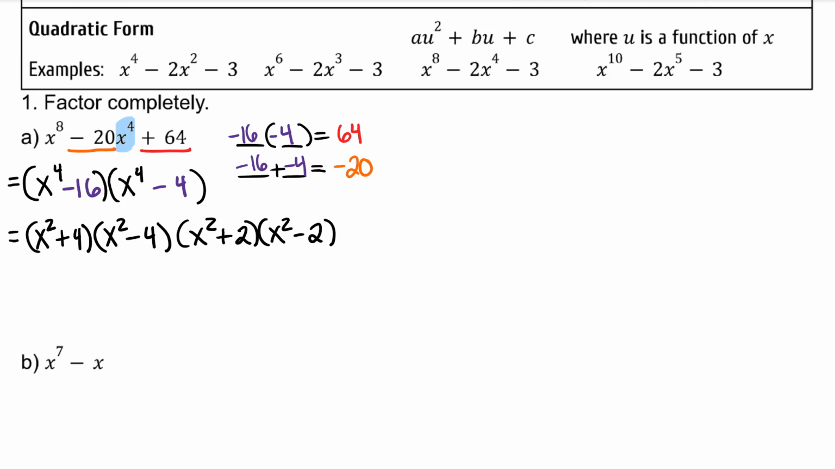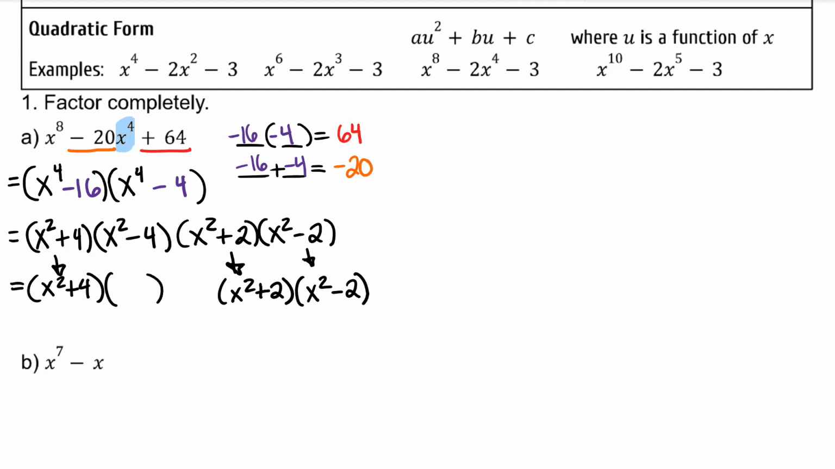Are we done factoring? Anytime you have a binomial with something squared, always look for if it's difference of perfect squares. X squared minus 4, that is difference of perfect squares. X squared minus 2, not difference of perfect squares. Or at least not difference of perfect rational squares. X squared minus 4 is x plus 2 times x minus 2.